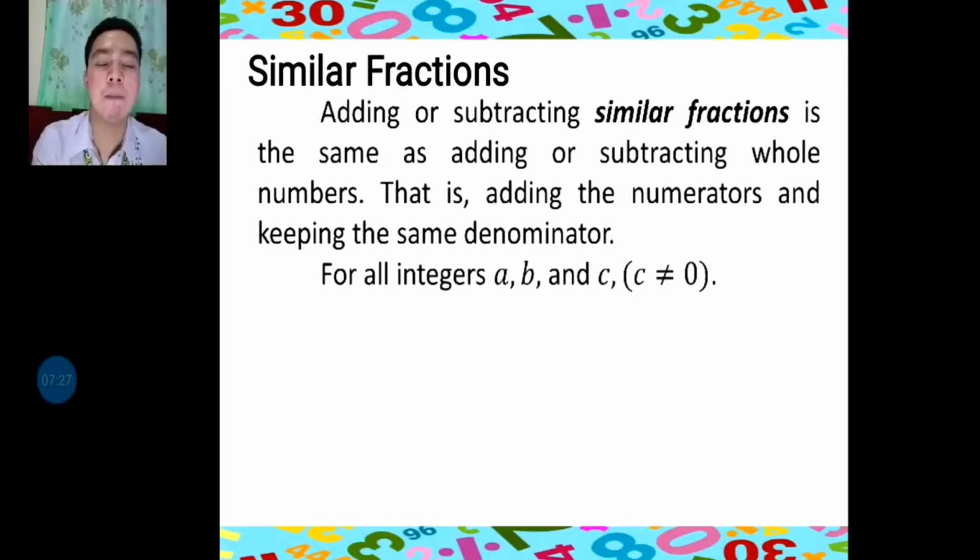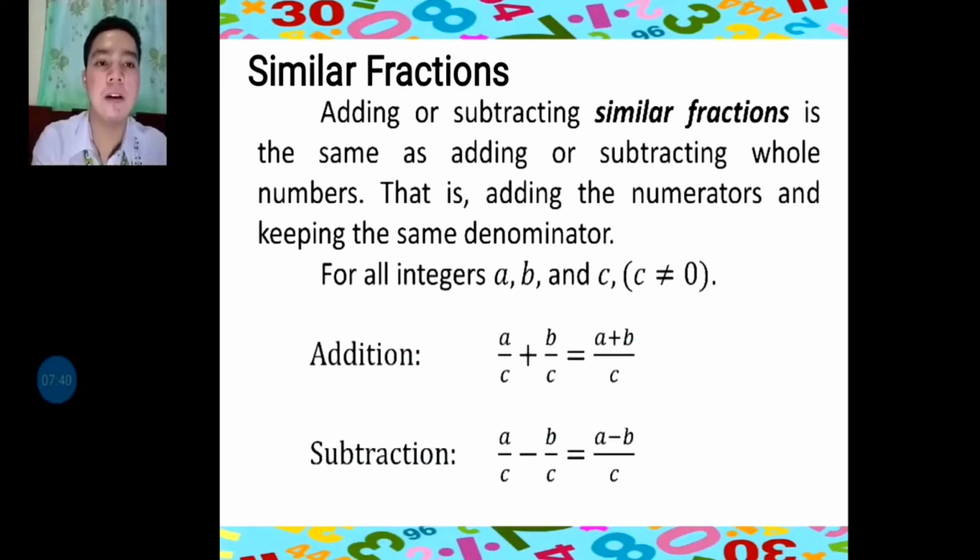Take note that for all integers, suppose a, b, and c are integers, c should not be equal to 0, if we have, for addition, a over c.